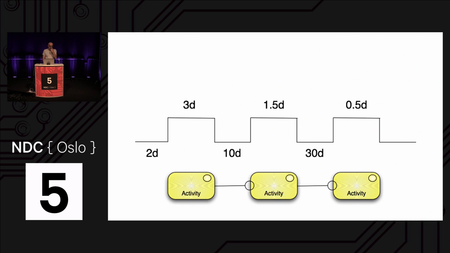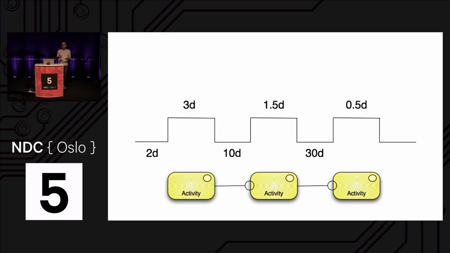As we can see from this one, this is actually from a real client. The middle one was development, so a developer writing some code. The first one was design, so some architects designing what the developer was going to do. And the last bit was testing. So you've got 5 days of value-adding activity for a single piece of work. But then you've got 42 days where the work is sitting somewhere waiting for work to be done on it.